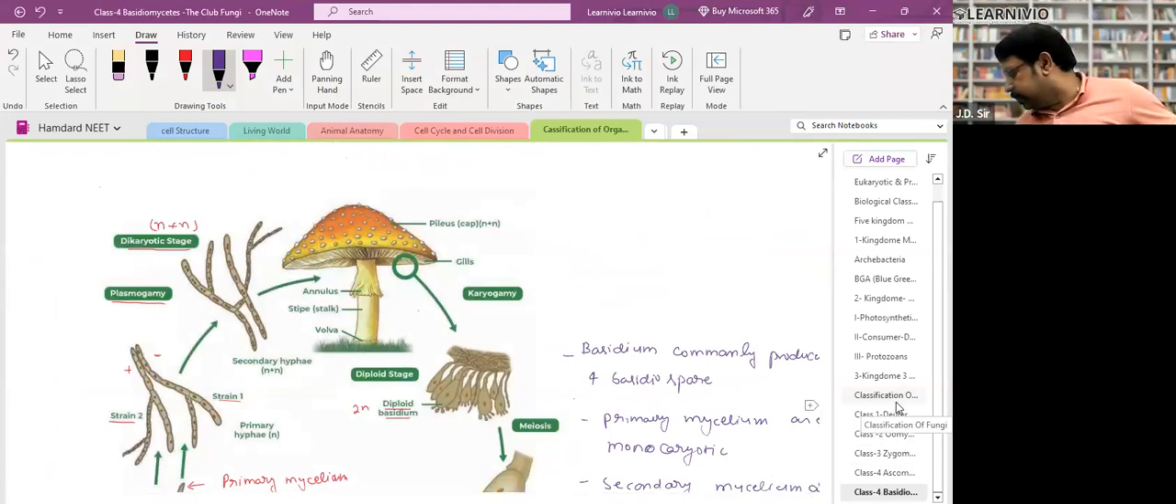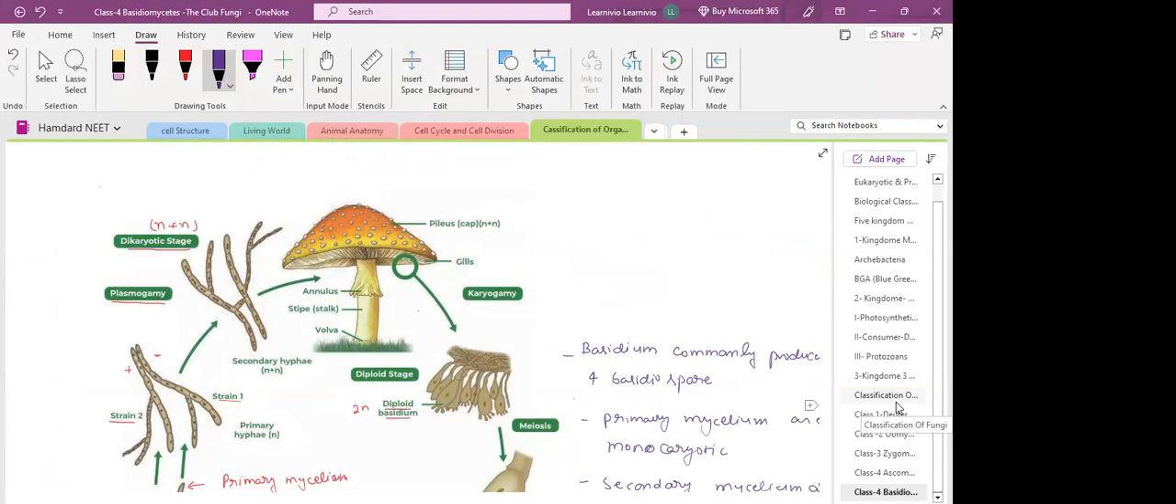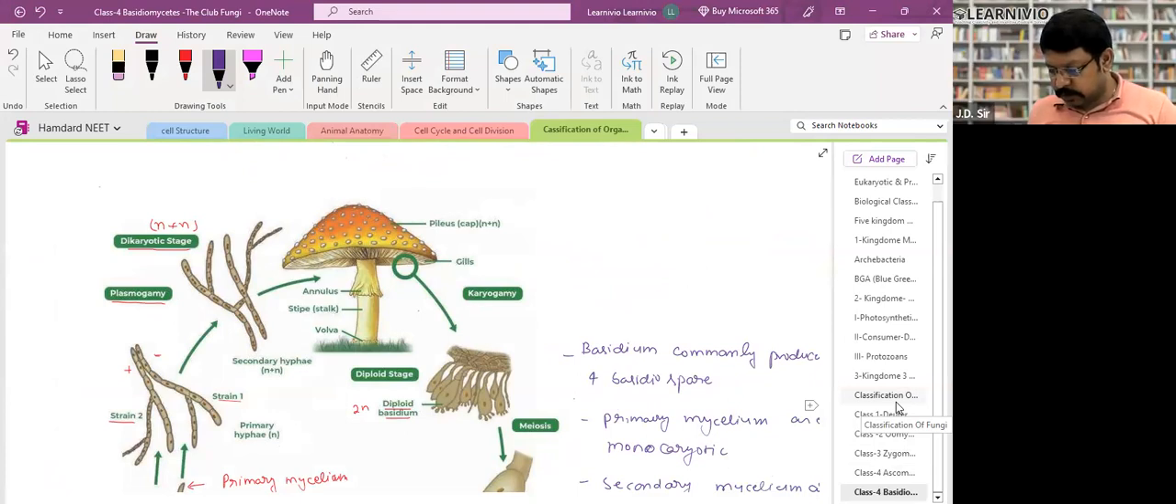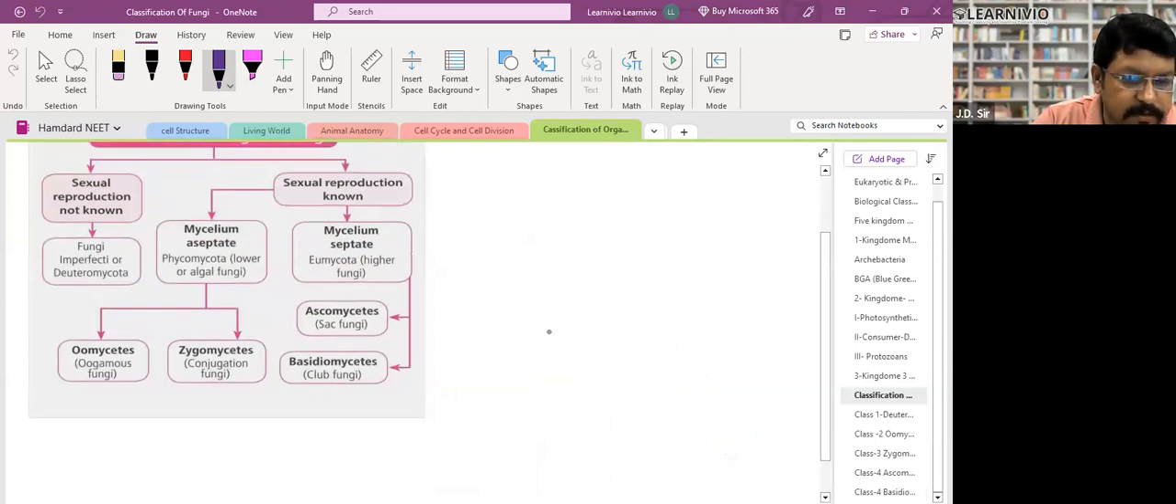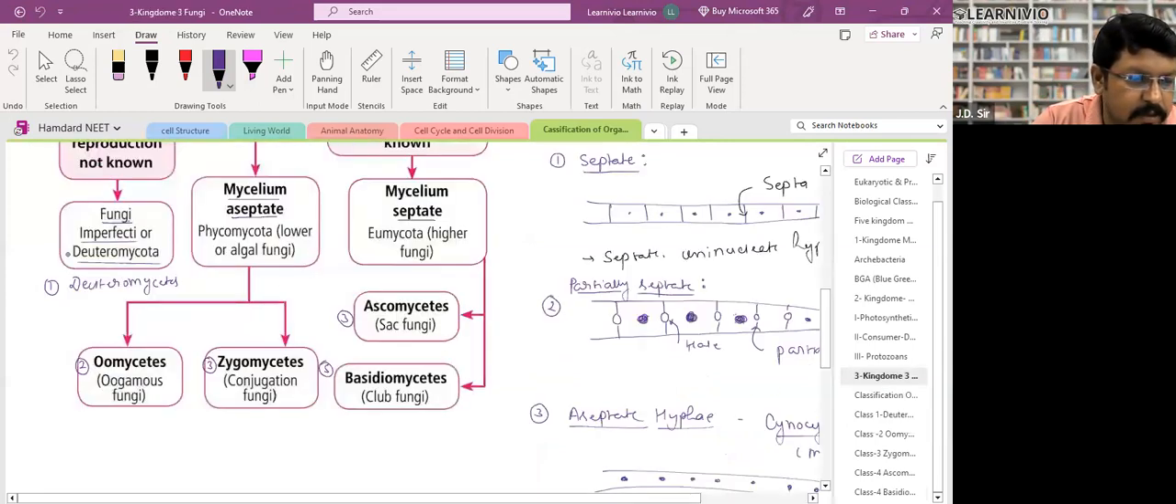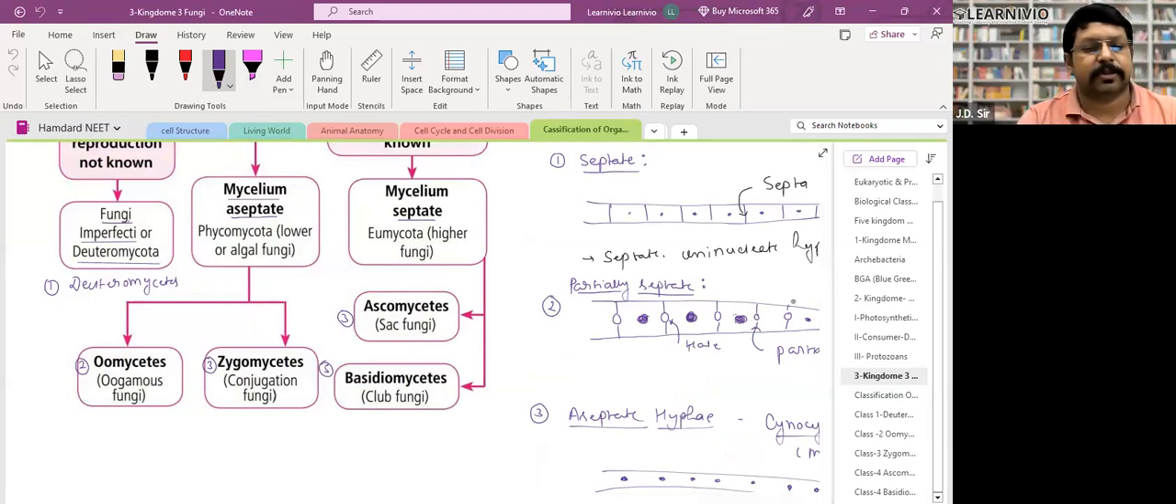I think Zygo is missing in this NCERT. Yes, we have discussed it, sir. Yeah, I think Zygo is missing in the NCERT book. I have that NCERT book, so Zygomycetes is missing over here. Yes, Phycomycetes, Ascomycetes, Basidiomycetes, and Deuteromycetes. We have covered all the five out of this classification, right? Oomycetes, Zygomycetes, Ascomycetes, and Basidiomycetes. Go through it and tell me if you have any doubt.